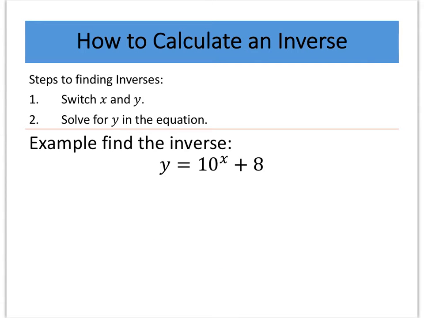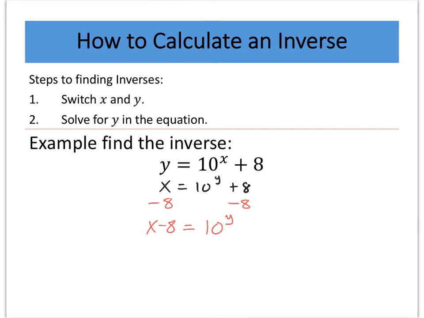And the last type of problem that you'll typically see for inverses is with exponent functions. And the first step is always going to be switch the x and the y. So x equals 10 to the power of y plus 8, and then solve for y in the equation. Now I can't divide by 10, that's not going to work, but I can subtract 8. And I'm going to do PEMDAS backwards. And what I mean by that is I want to undo subtraction and addition first before I undo the exponent.